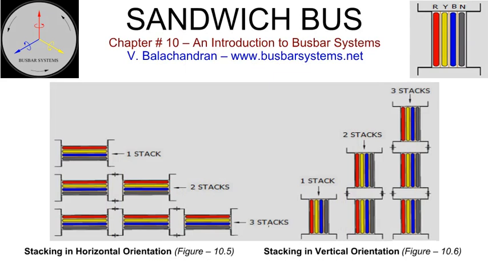Stacking of busways in horizontal and vertical orientation. In several designs, the rating of a single stack is limited to 2000 amperes with a copper conductor and 1600 amperes with an aluminium conductor. For higher current rating, the busways are stacked, either one above the other or one beside the other, depending upon the orientation. The number of stacks in a configuration will depend upon the ampacity requirements.